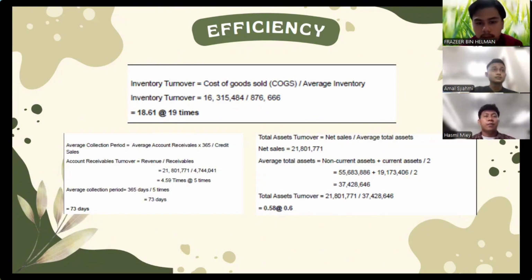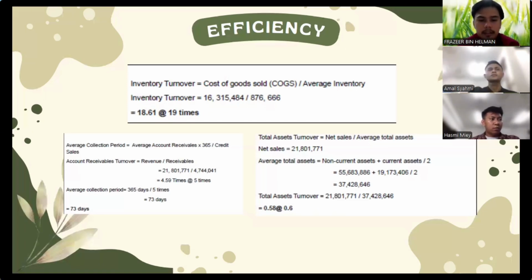Okay, I will continue with the next slide. So I will present about the efficiency ratios for YTL Power. The efficiency ratios measure how effectively the company uses its assets. Inventory turnover is calculated by dividing cost of sales by inventories. YTL Power recorded an inventory turnover of 18.61 times. This means inventory is sold and replaced frequently, showing efficient inventory management.